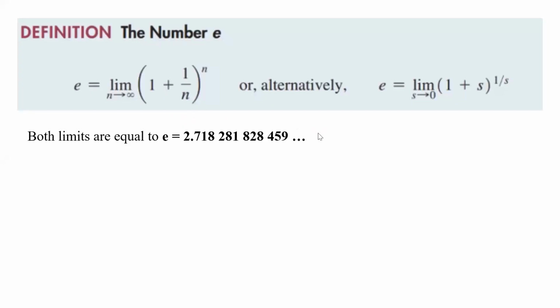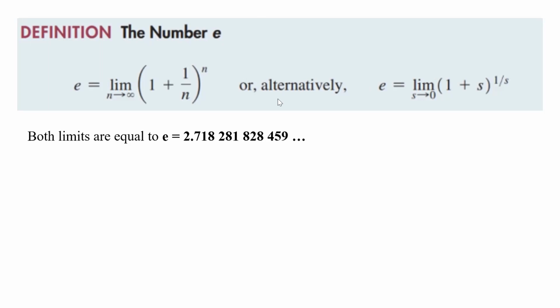So for a definition, we have the number e. e can either be listed as the limit as n approaches infinity of (1 + 1/n)^n, or e is equal to the limit of (1 + s)^(1/s) as s goes to 0. Both of these will give you a value of 2.718281, and so on. I'll leave the more formal definition and proof to you to read in the book, but that's the key number we need.